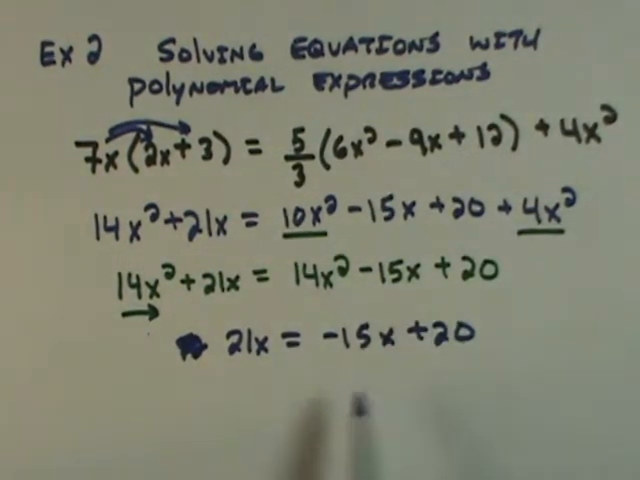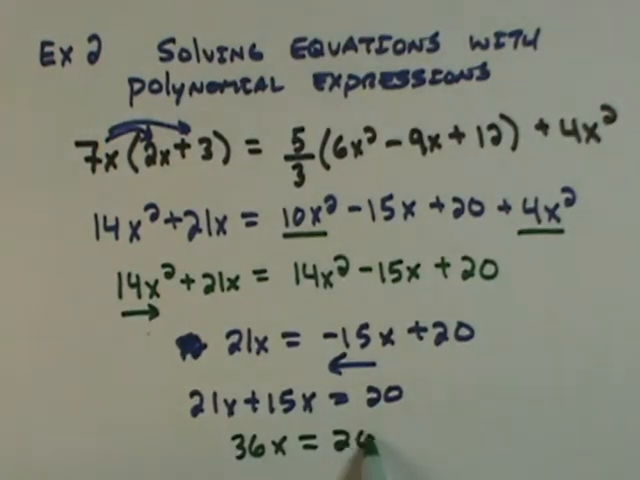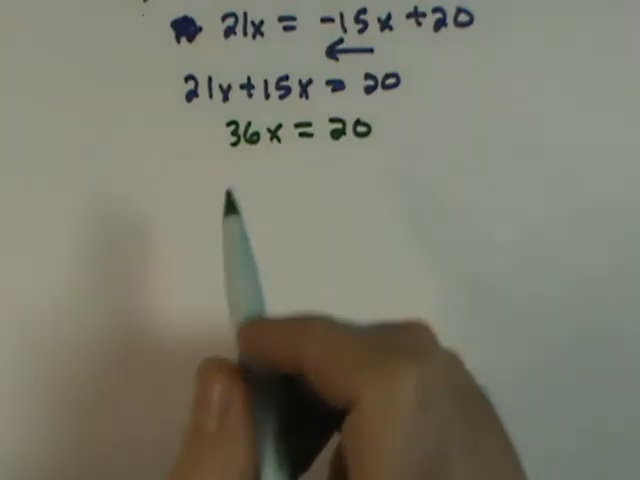That brings us to what we've been doing for months. We want to get all the x's to one side. So I'm going to move this -15x over to the left. That becomes 21x plus 15x equals 20. 21x plus 15x, of course, is 36x, equaling 20. And then I want to divide both sides by 36.